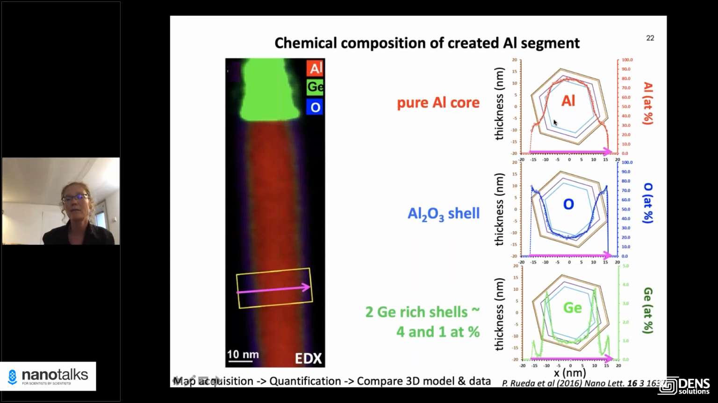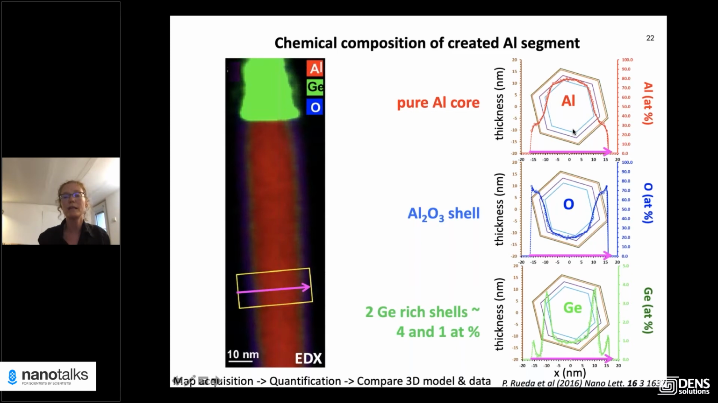The reason we can do this is that the cross-section of the nanowire has a certain symmetry, and in this case, the cross-section had a hexagonal symmetry. So we can calculate an expected profile for a certain combination of hexagons and see how well they fit with the experimental data. This method was first published in this paper by Argueda.